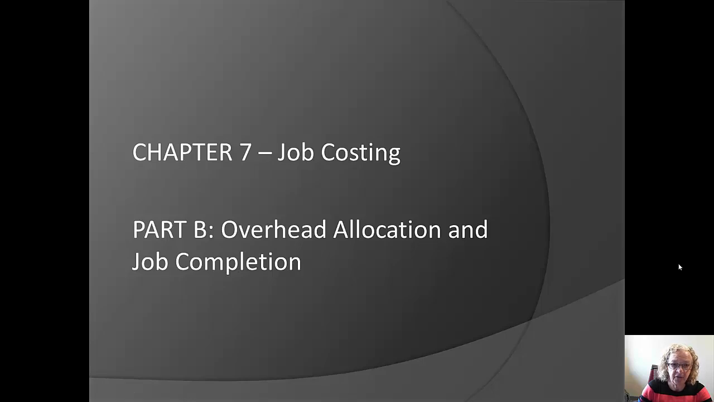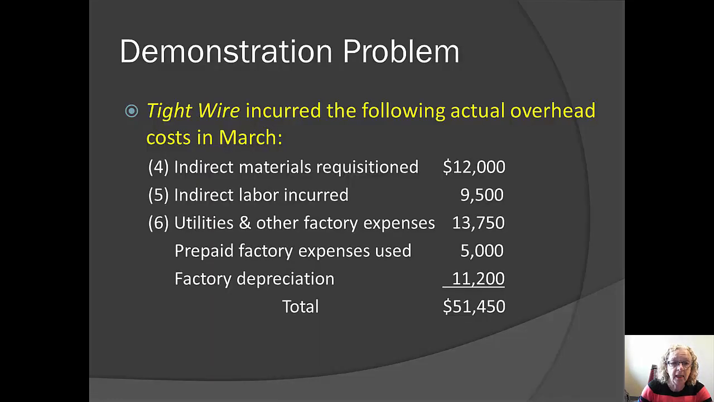In Part A of Chapter 7, we were talking about how to assign direct material and direct labor costs in a job costing system. In Part B, we will take a look at how to allocate overhead to these jobs and how to handle job completion at the end of the period. This is a continuation of the tightwire example that we started in Part A.